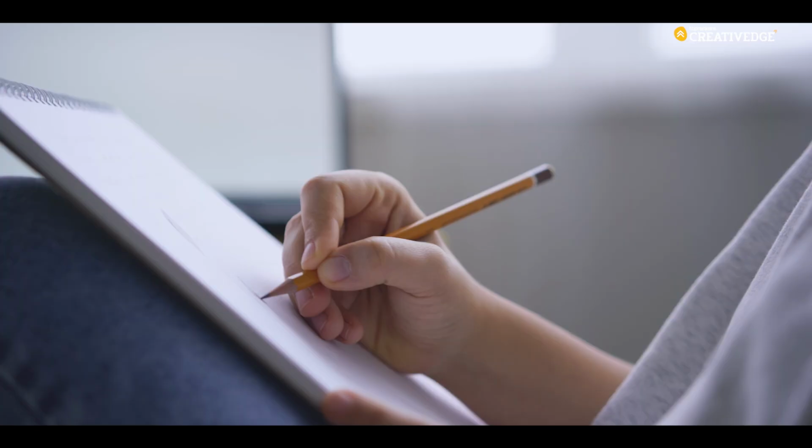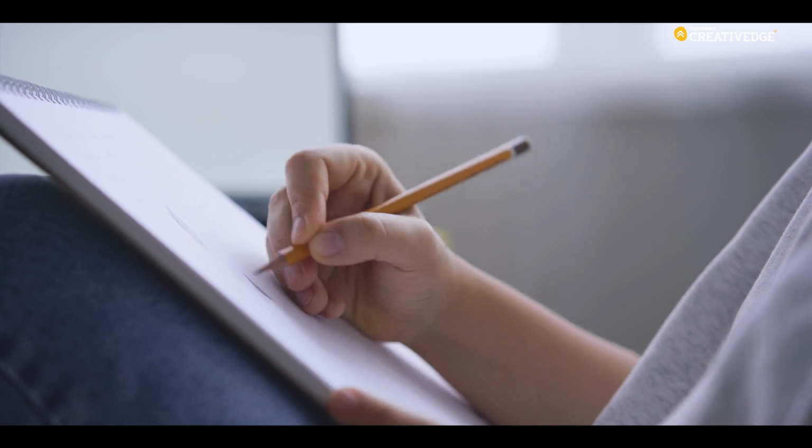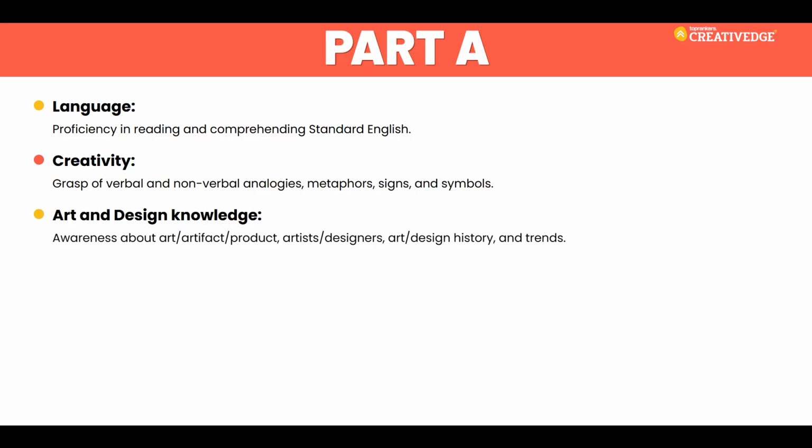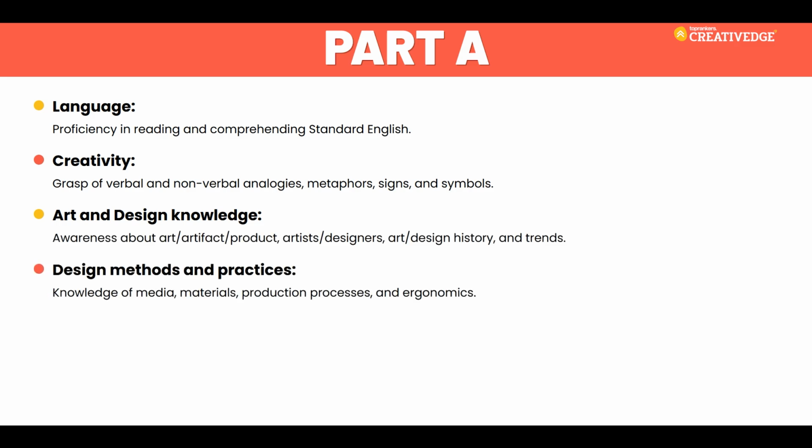Art and design knowledge: awareness about art, artifacts, products, artists, designers, design history and trends. Design methods and practices: knowledge of media, material, production processes and ergonomics. Now let's talk about Part B.